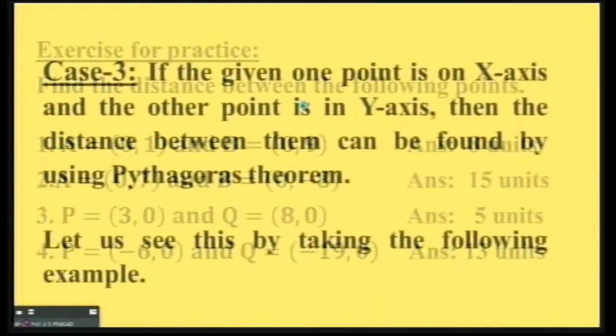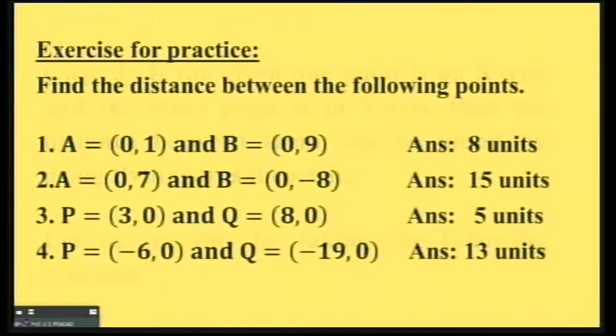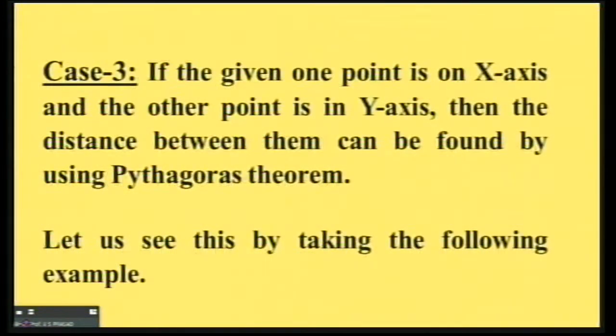Now the question is, other than these two situations, suppose one point is on the x-axis and another point is on the y-axis. This is case 3, which we are going to see now. If one given point is on the x-axis and the other point is on the y-axis, then the distance between them can be found by using the Pythagoras theorem. Let us see this by taking the following example.